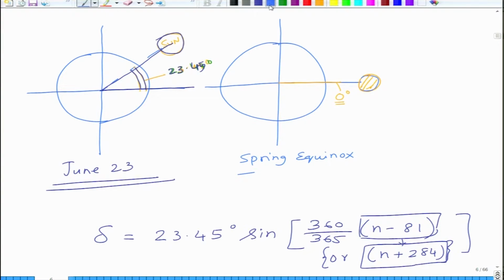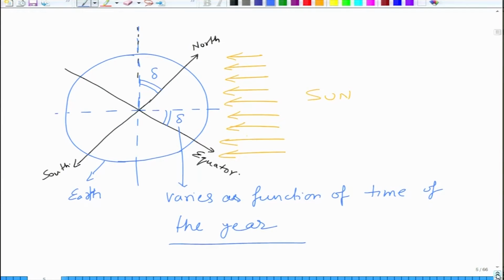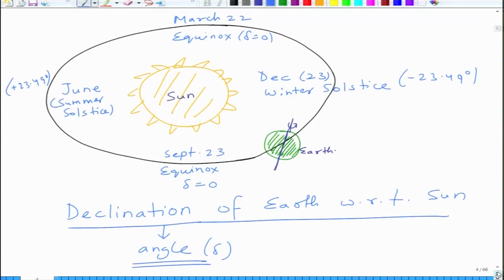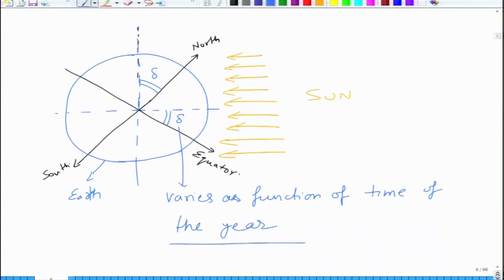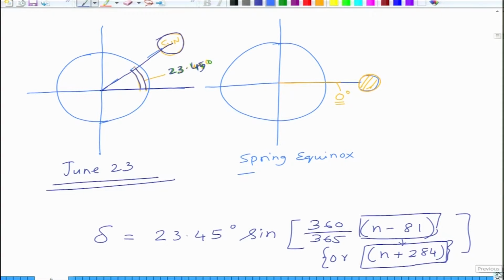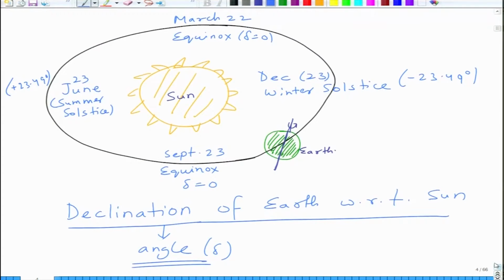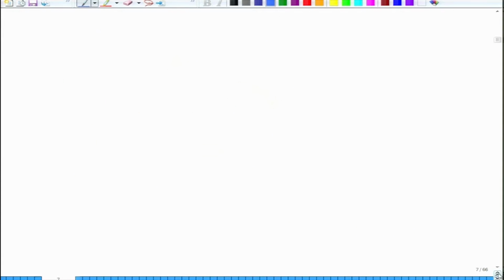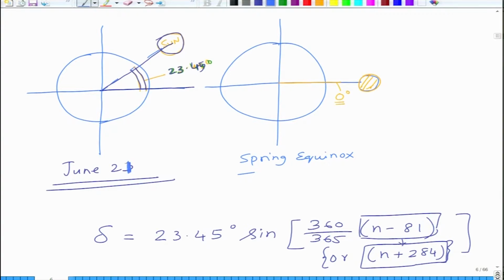June 21 or June 23? What was it? Let me just check. It is June 21. You are right, it is June 21 here, and again it is June 21 here. And sorry, December is 23.